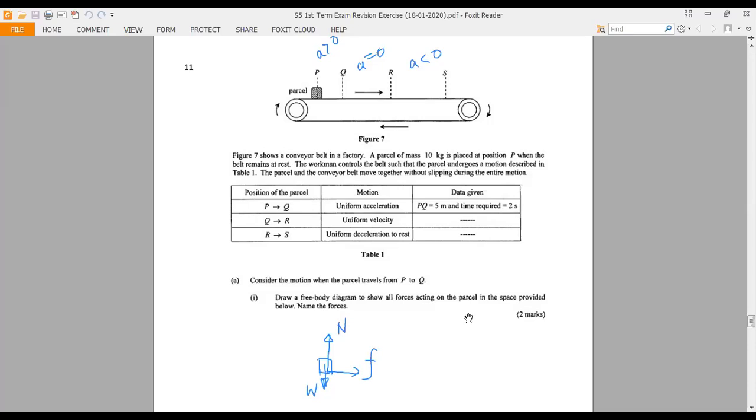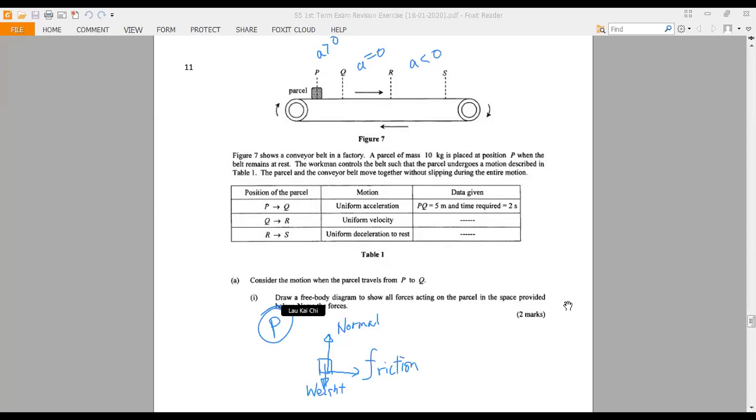Okay, now the question is asking from P to Q. So this is the free-body diagram we are supposed to be able to draw. But since the question asks you to name the forces, you can't just put the symbol. So please, when you draw the free-body diagram answering a question, you must write the full name of it. So let's say this is the free-body diagram at P.